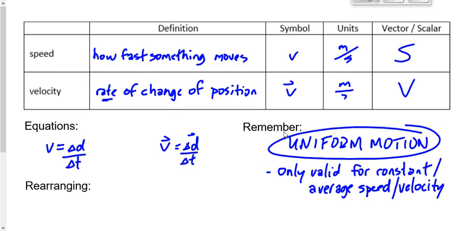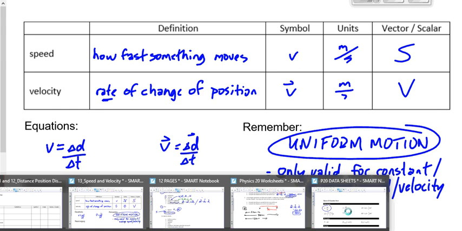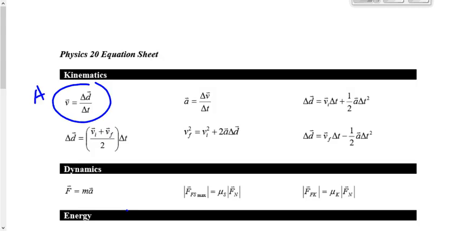It's only for constant or average speed or velocity. Now I'm going to make a little note on my data sheet here. I'm going to ask you to do the same. Circle V is equal to delta D over delta T, and put a little A beside it.